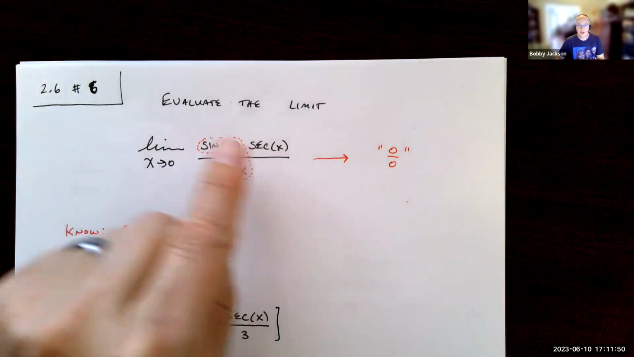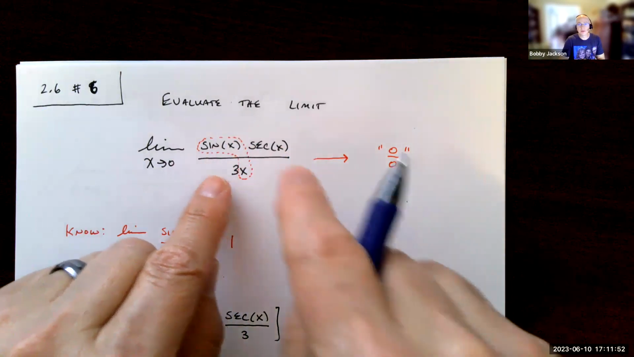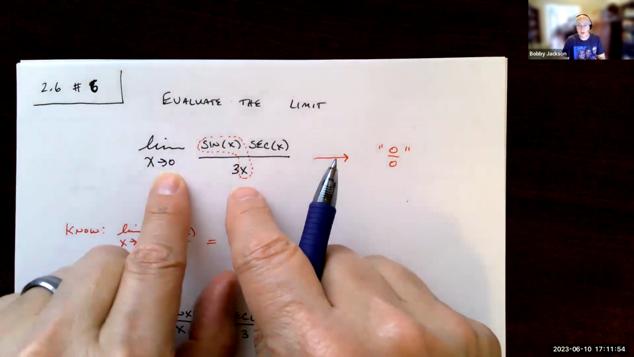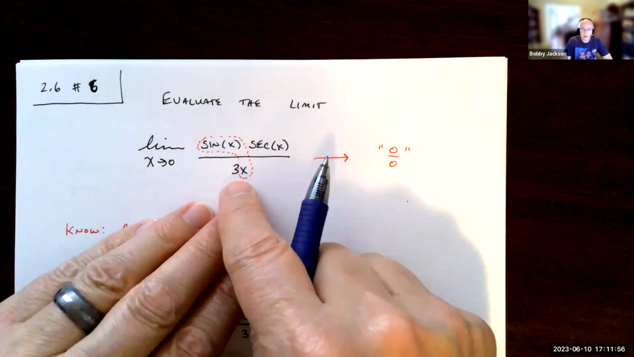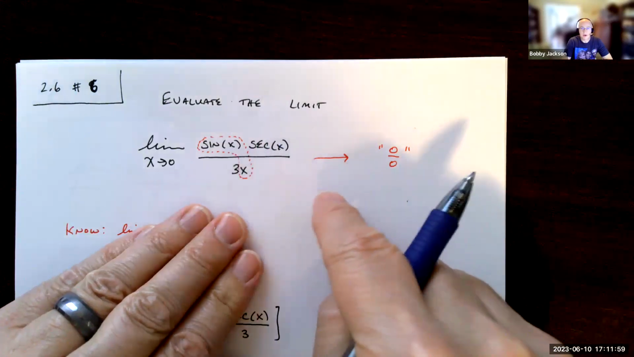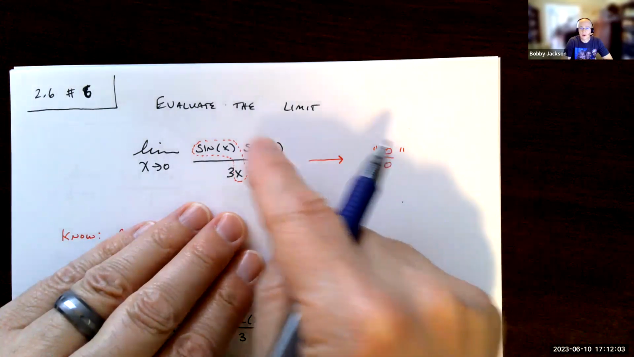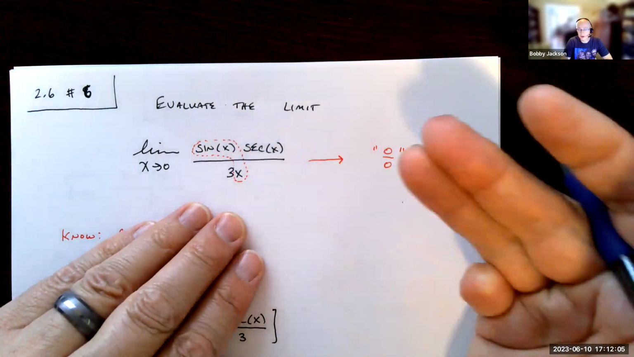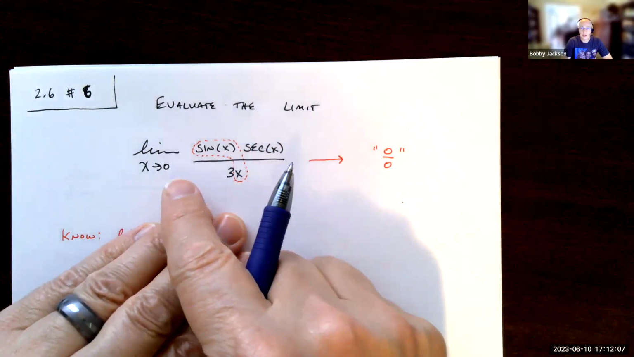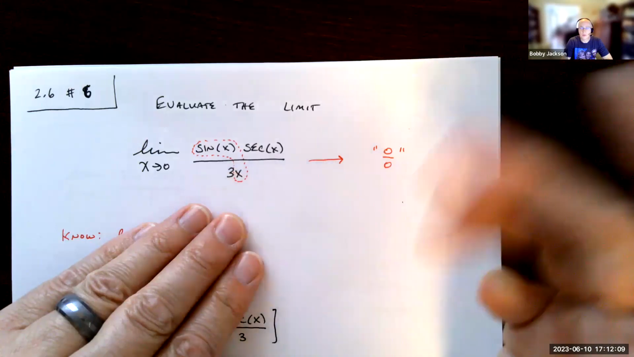Now, for trig functions or any function, if I'm taking the limit, if we can plug in and get a real number, then that limit is continuous at that point because the functions that we deal with are continuous on their domain. And so if I plug in directly and get a real number, then we're done.